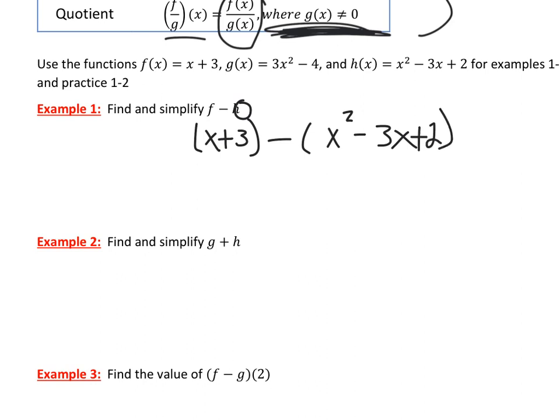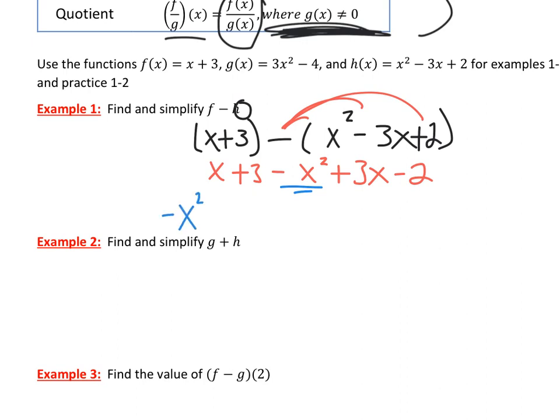This is something very similar to what you did in Algebra 1. Now we just have to simplify it. I'm going to distribute the minus sign through the second set of parentheses, giving me x plus 3 minus x squared plus 3x minus 2. To finish off, I'm just going to combine like terms. No other x squareds. So negative x squared comes down.